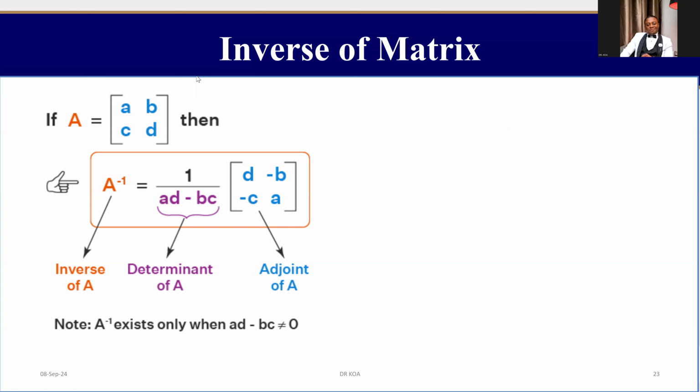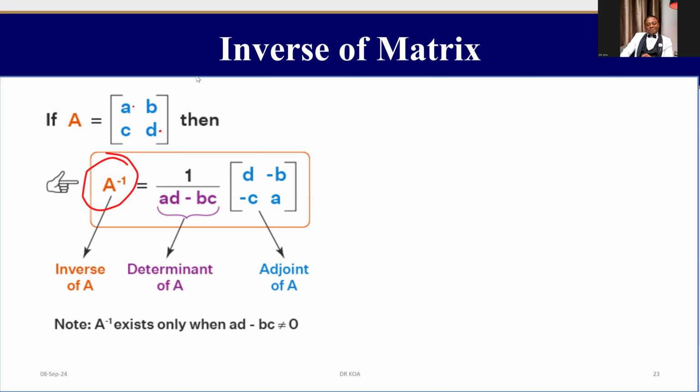Then in that case, if you want to find the determinant of A, the determinant is not the 1 over that. The determinant is just the denominator. The determinant is just take the A and the D and multiply them together and subtract the B and the C multiplied together. That gives you the determinant of A. And when you do 1 divided by that answer, that is needed towards the calculation of your inverse of A.